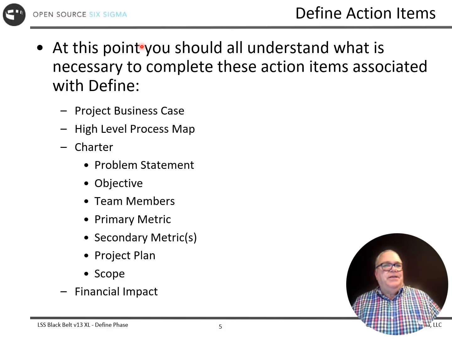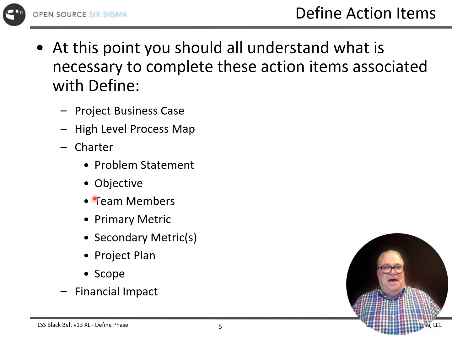Here's an action item list you can use to plan and execute the define activities. We're going to do some business case development. We're going to develop a high-level process flow. We're going to put together the charter that has all these elements, and then we're going to look at the return on investment. So if I fix the item that we have defined in the objective, what will the impact be to the customer, the business, or the employee, our 3 voices?